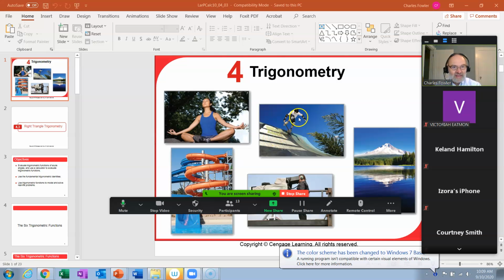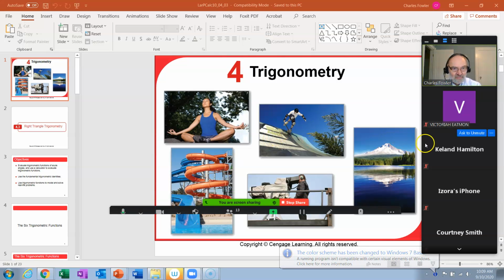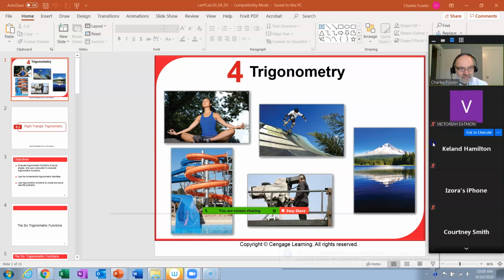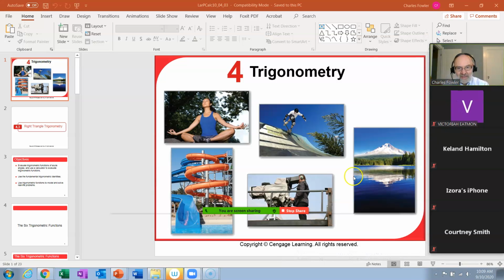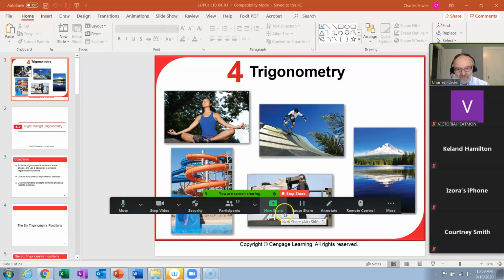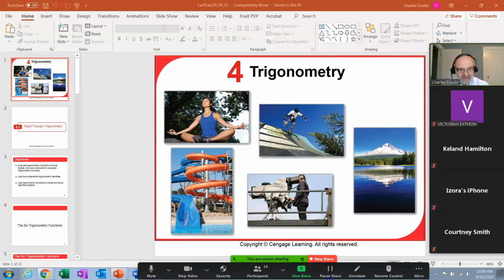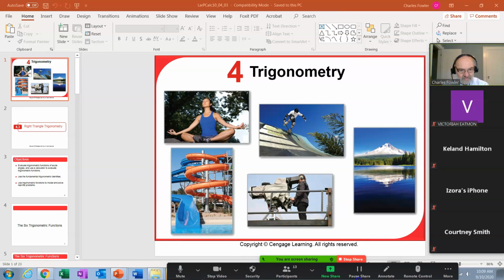Now everybody's back again, but Keelan, you're in the way. Let me scoot you just a bit to the right, I'm sorry. And I've got this taskbar that's also in the way. And let me scoot it down and over. Okay.